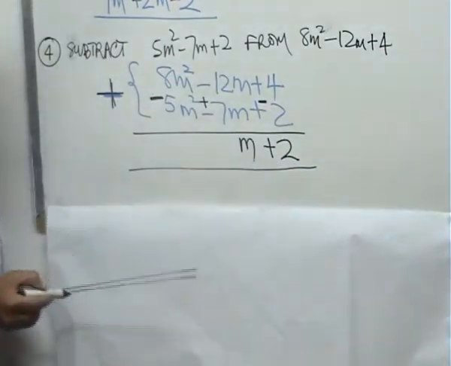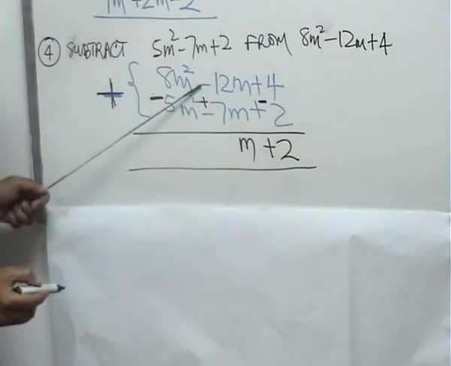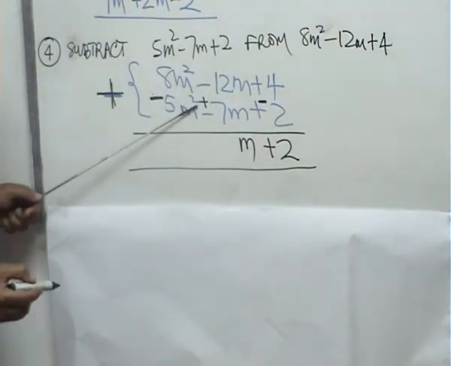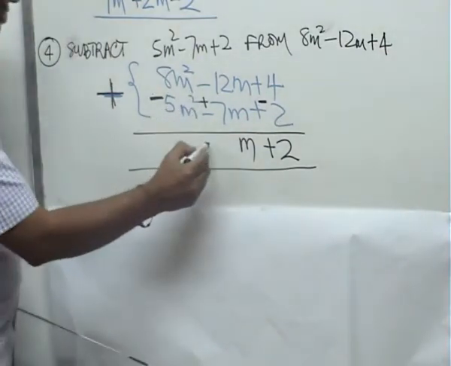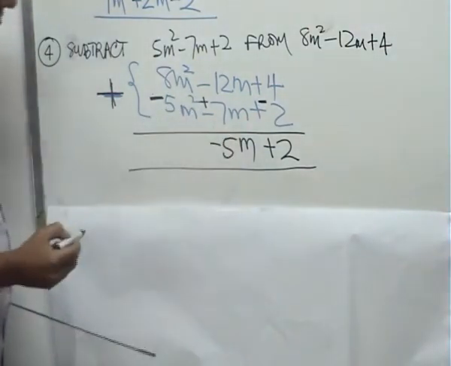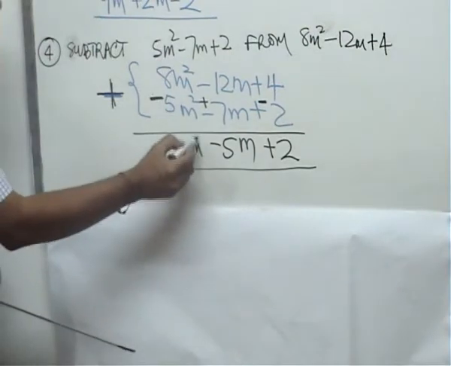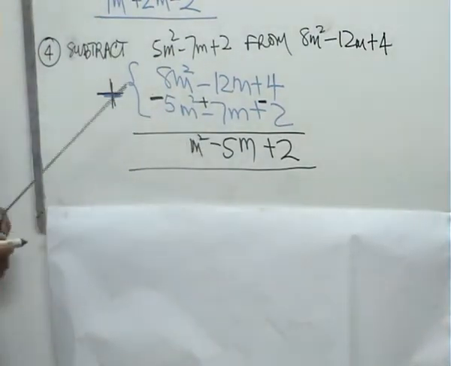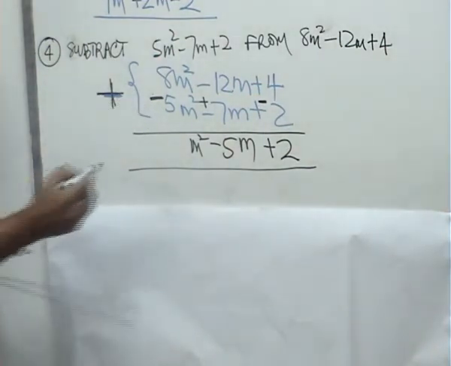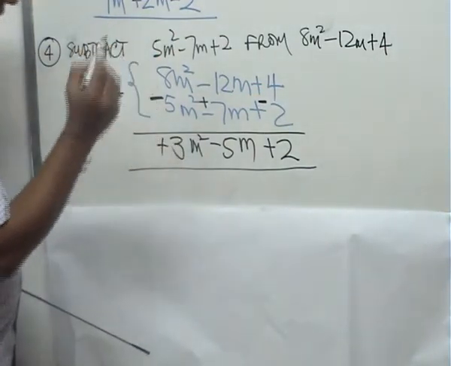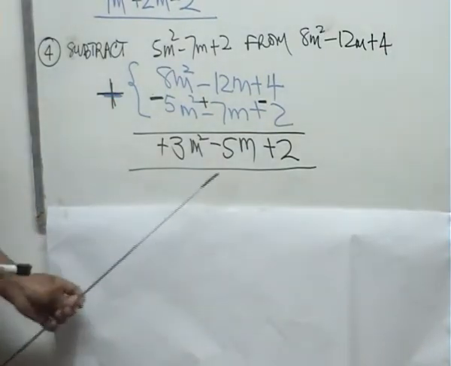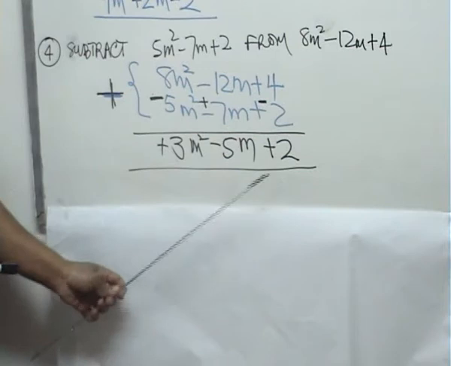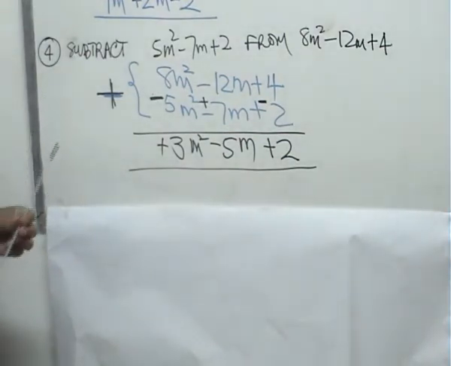This column is for m, just write down m. You are adding minus 12 and plus 7. Minus 12 and plus 7 gives you minus 5. And this column is for m squared. Now you are adding plus 8 and minus 5, and you will get plus 3. So your final answer for number 4 is 3m squared minus 5m plus 2.